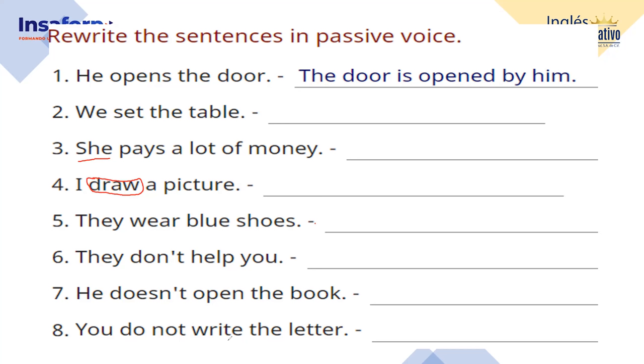Come on. Después el object, ¿qué va? You, verbo to be. You are. You are not. You are not helped by them. You're not helped by them. Very good. Very good. Number seven.